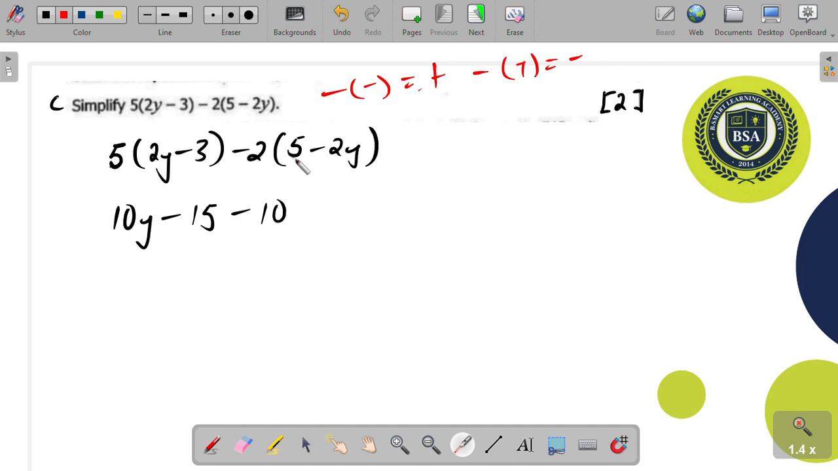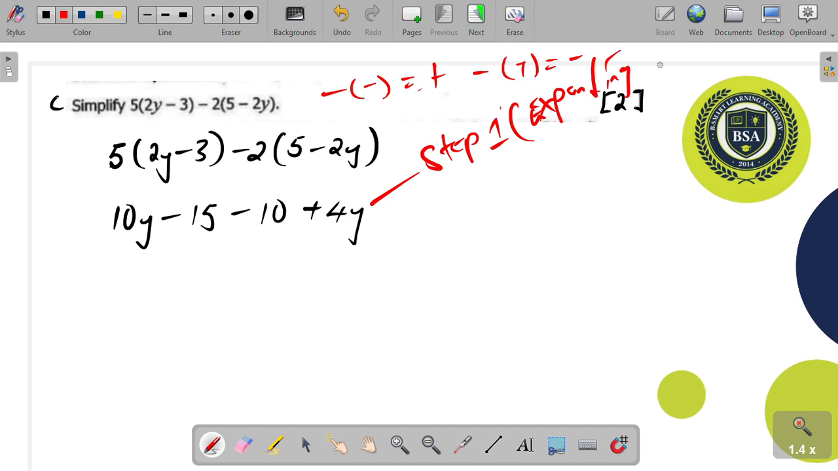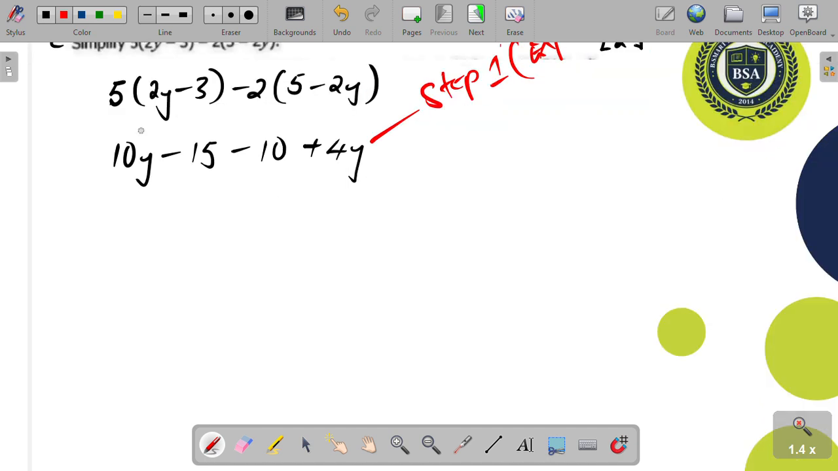Okay, so let's get back to the question. So it's negative 2 times negative 2y. So this is going to be positive 4y. Positive 4y. Let me just write it down there. Okay, so we are done with the first step, and the first step was, step 1 was what? Expanding what? Brackets.